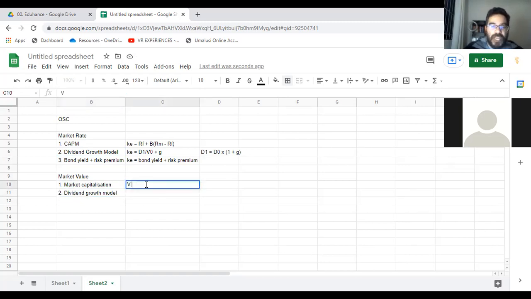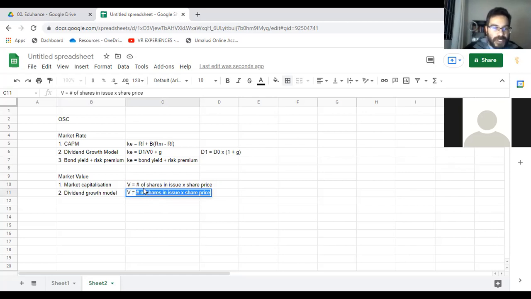So this is going to be value equals number of shares in issue. Very important, number of shares in issue, not authorized shares. Authorized shares is the number of shares that the company can issue in its entire life. Issued shares is what's currently in the market, times share price. Just take note of that. For the dividend growth model, we're using the exact same formula, but obviously now we have to rearrange that formula.